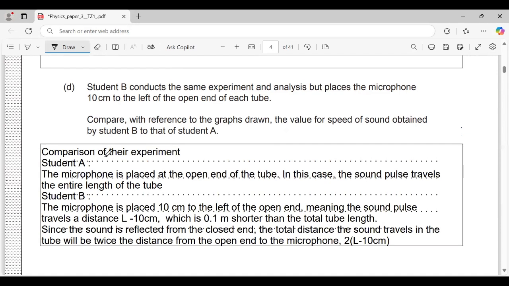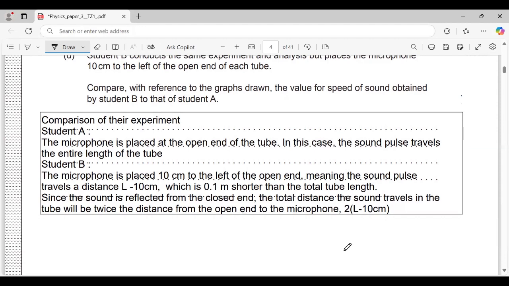If we compare the experiments of student A and student B: for student A, the microphone is placed at the open end of the tube, so the sound pulse travels the entire length of the tube. While for student B, the microphone is placed 10 centimeters to the left of the open end, meaning the sound pulse travels a distance L minus 10 centimeters, which is 0.1 meters shorter than the total tube length. Since the sound is reflected from the closed end, the total distance the sound travels will be twice the distance from the microphone to the closed end. So it becomes 2 times L minus 10 centimeters. So how about their gradient?